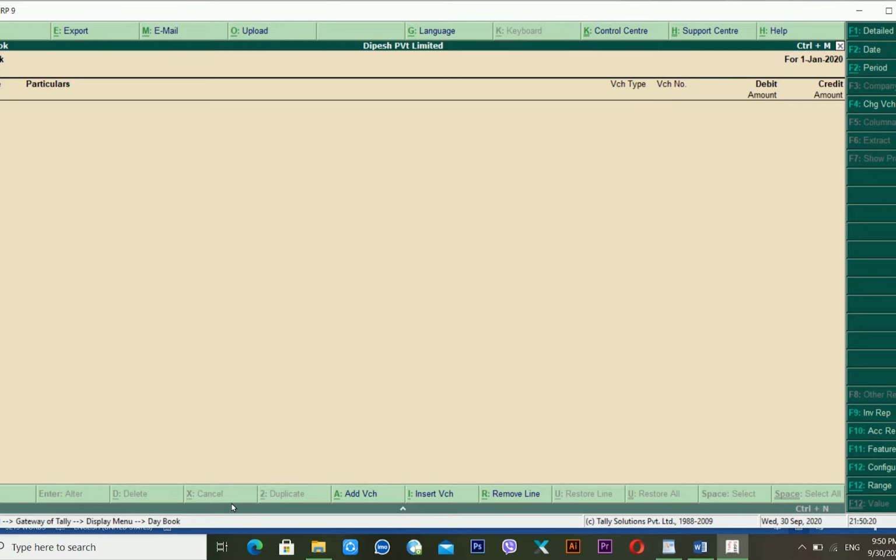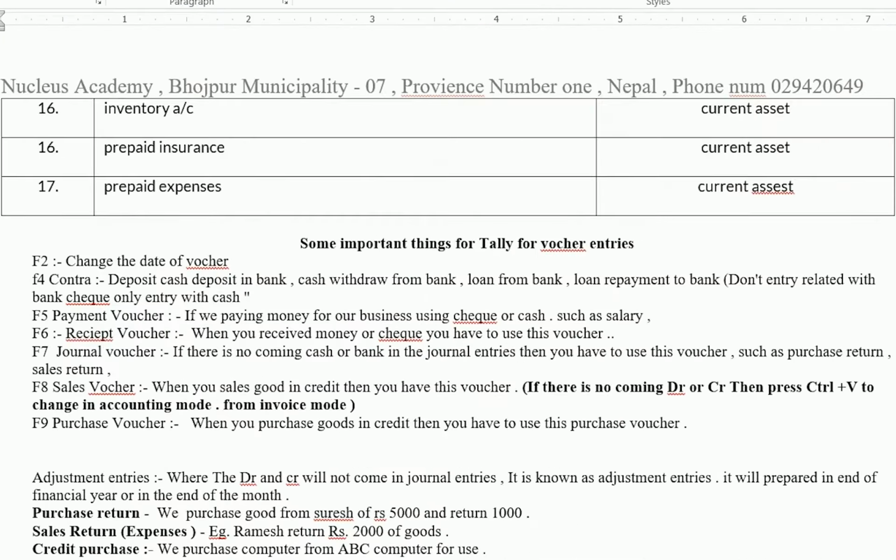First of all, you have to understand the concept of the vouchers. Now you can see here, the first one is the F2 voucher. It is not a voucher; it is only for changing the date. If you want to change the date of your voucher, in that case you have to press the F2 button to change your date.